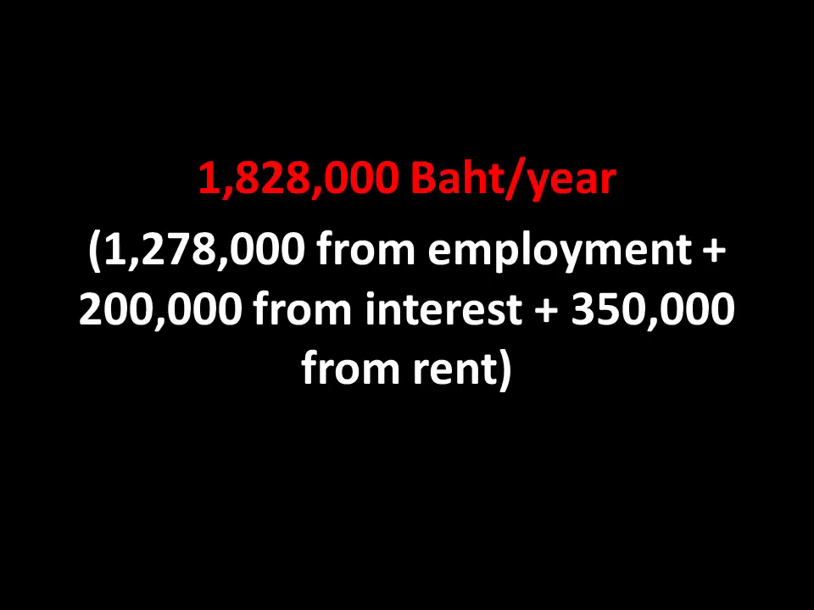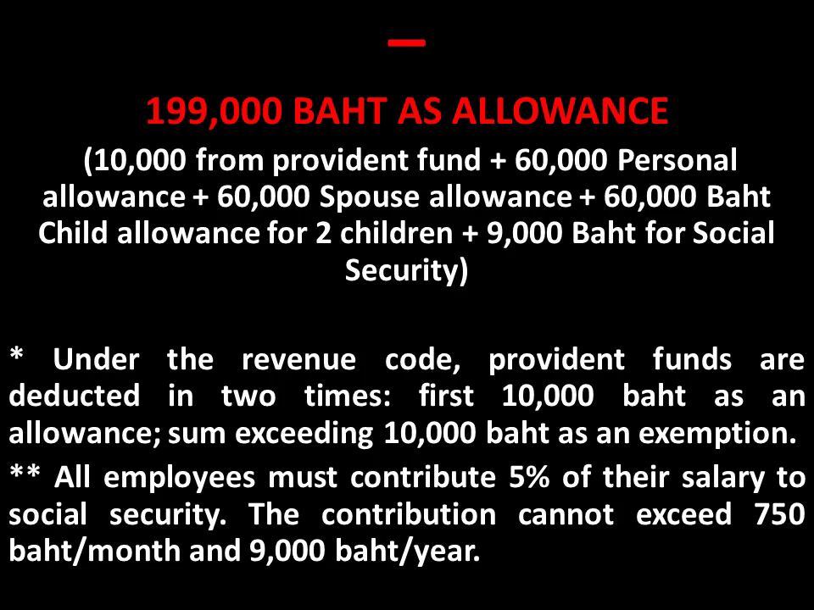Now, after we sum up the sources of income from employment plus interest plus rent, the total balance is 1,828,000 baht. So when you sum up all these three sources of income from Revenue Code sections 40.1, 4 and 5, how much are the allowances that you need to deduct? In the case of Mr. John, the allowance is 199,000 baht. 10,000 baht from the Provident Fund contribution.